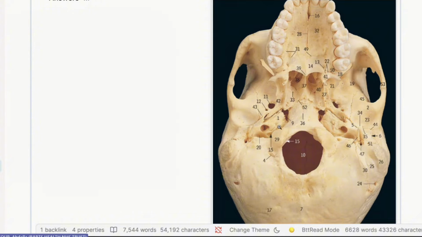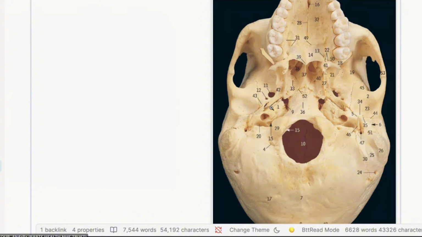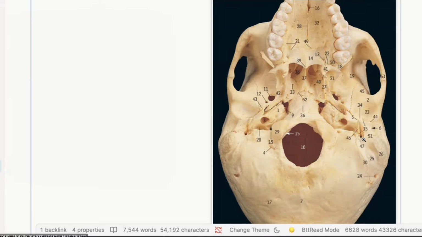What is number 9? Number 9 is the foramen lacerum. Yes, correct. It's the false foramen. 11 and 12? So 11 is foramen ovale and 12 is foramen spinosum. And 47, not too sure. It's the stylomastoid foramen.